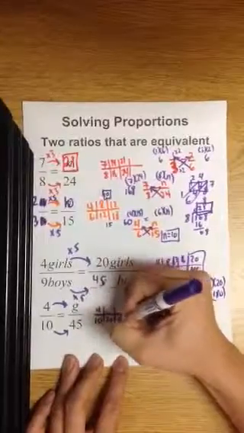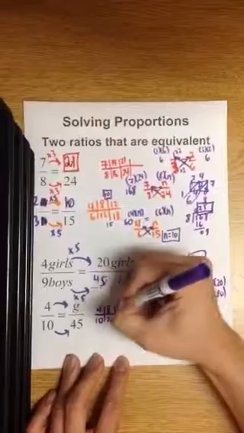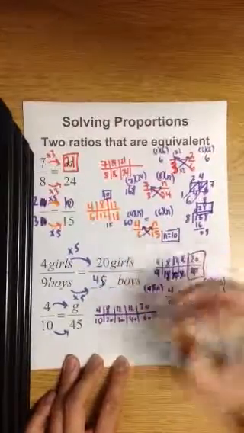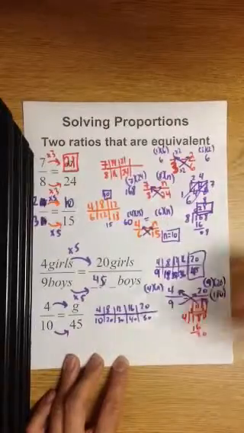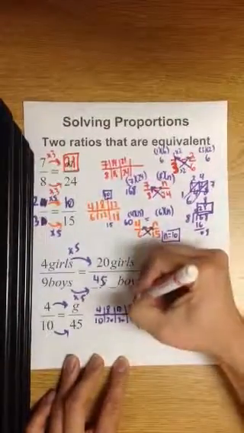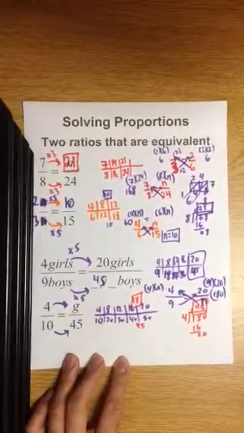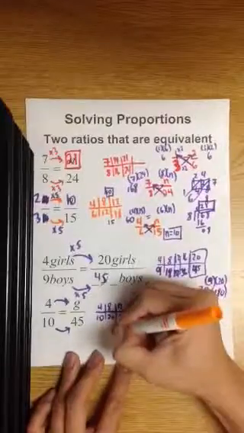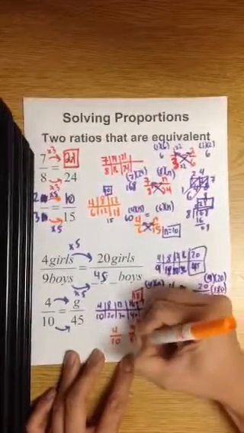10, 20, 30, 40, 50, 4, 8, 12, 16, 20. So 4/10 is equivalent to 20/50. Isn't 45 right here between 40 and 50? What's between 16 and 20? 18. So 18 is the missing number. If you don't like that way, let's try the cross product way. Again, so many ways to solve a problem.